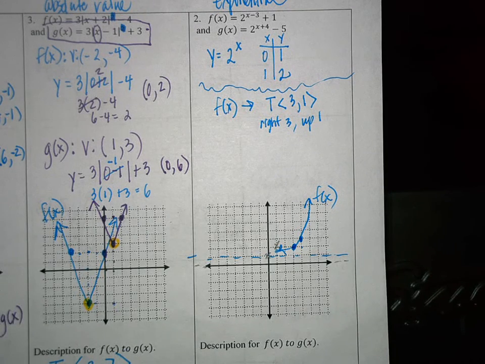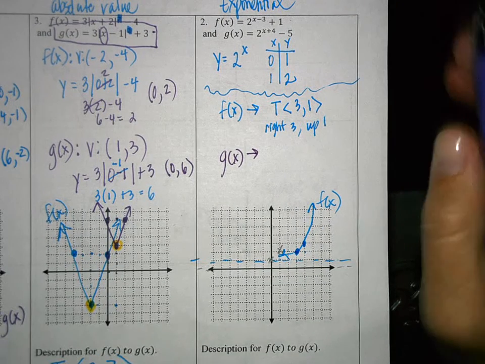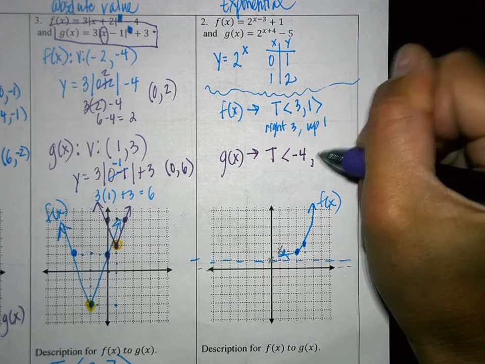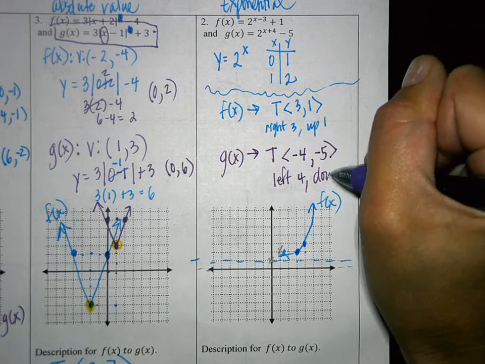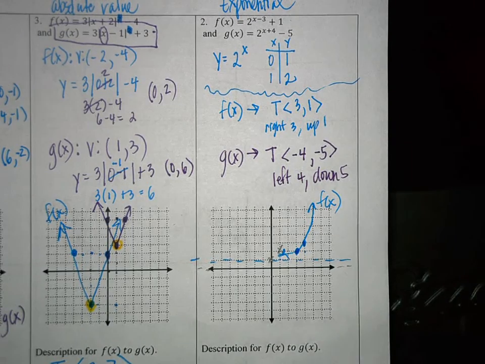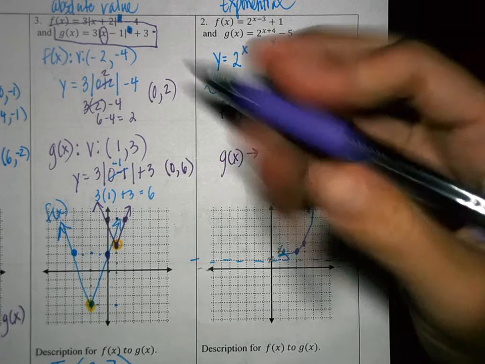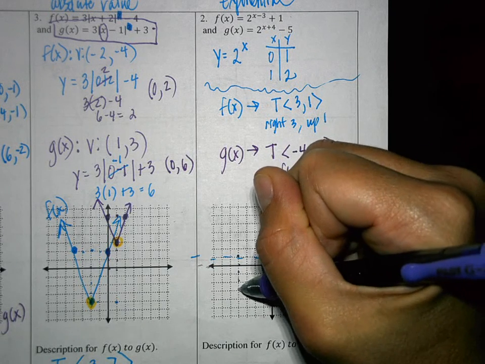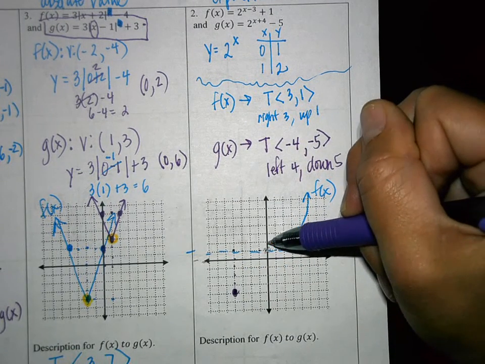Now we need to do what? G of x. Okay, so how is my g of x going to translate? Very good. Left 4, down 5. Okay? Left 4, down 5. And we have to go back to our parent graph. So here were my x's for my parent graph. I'm going to go left 4, 1, 2, 3, 4, down 5. Okay, and then I go to my second point. Left 4, down 5.